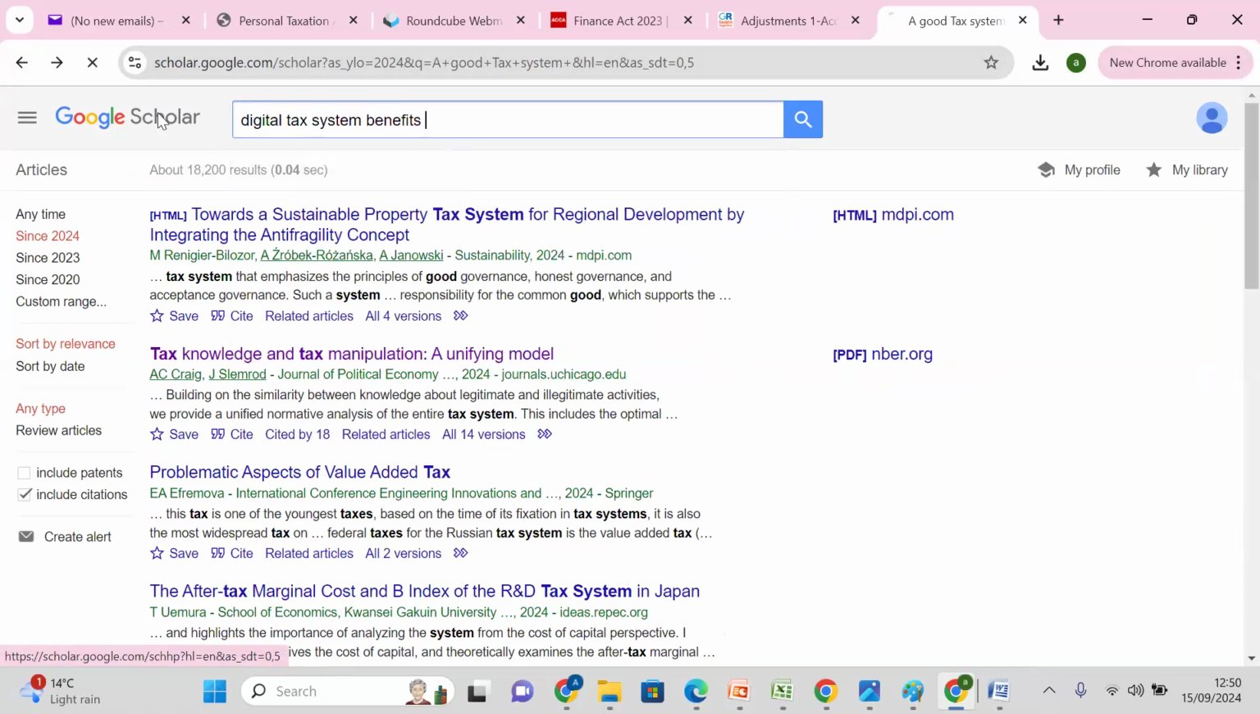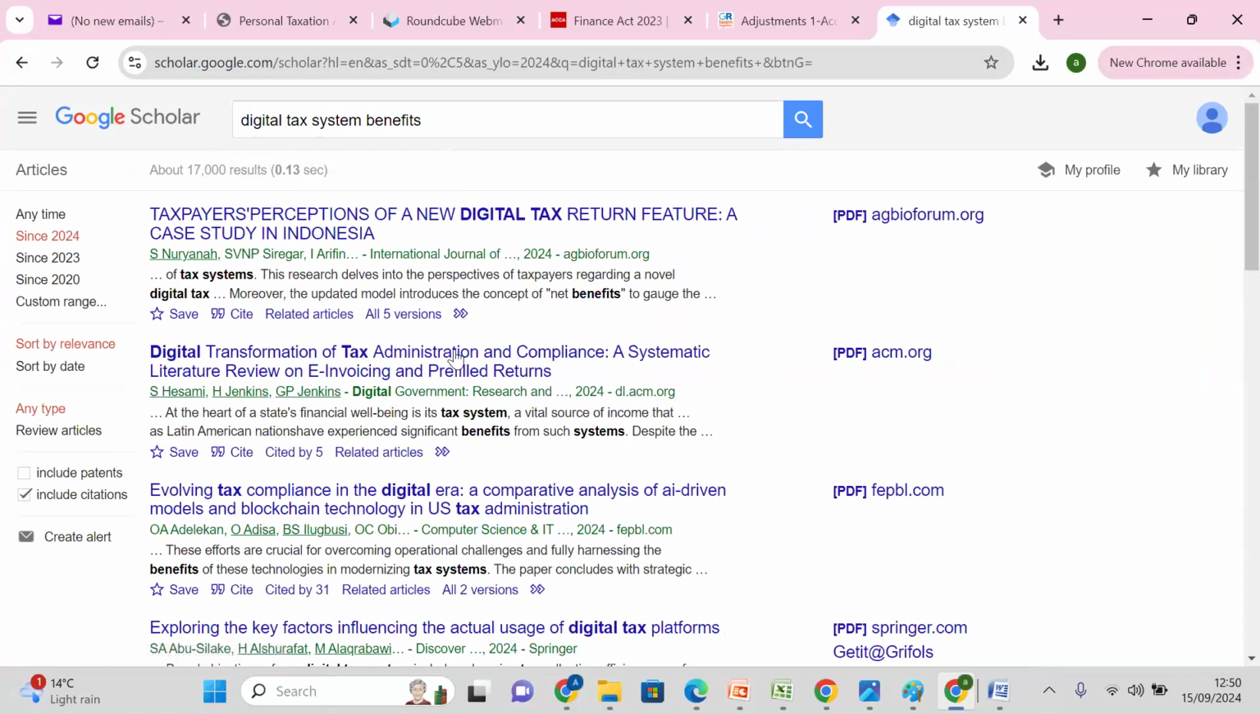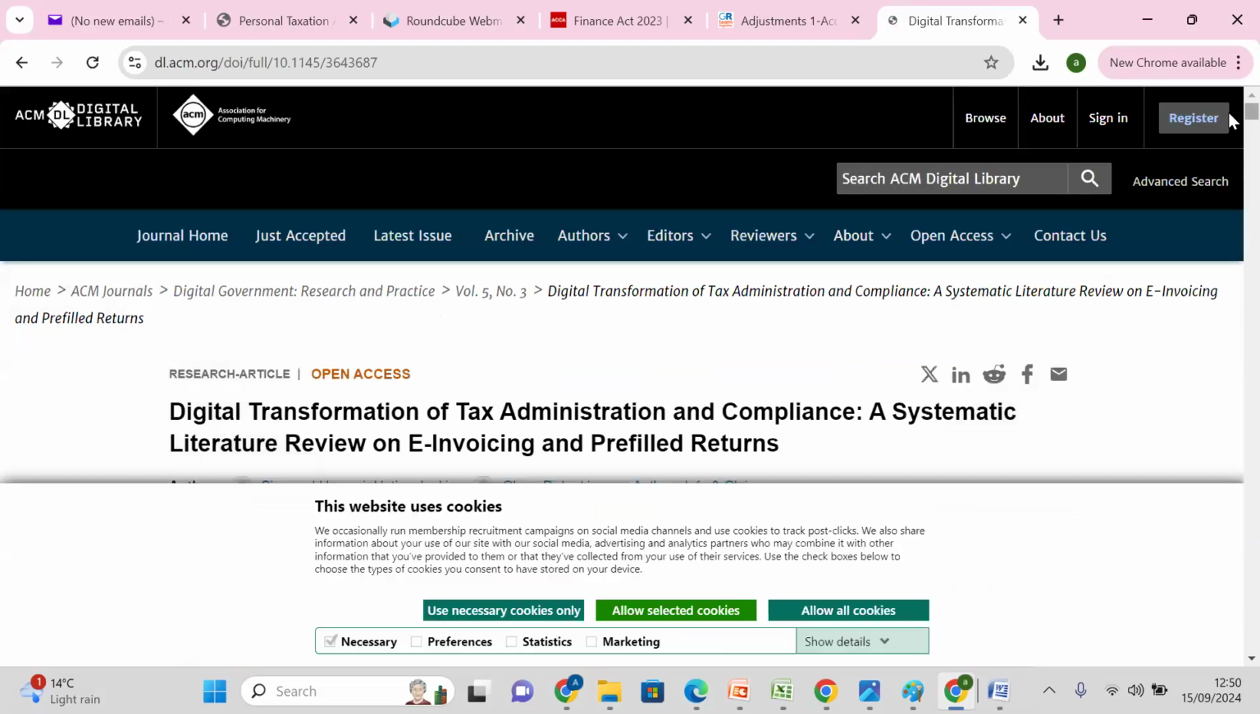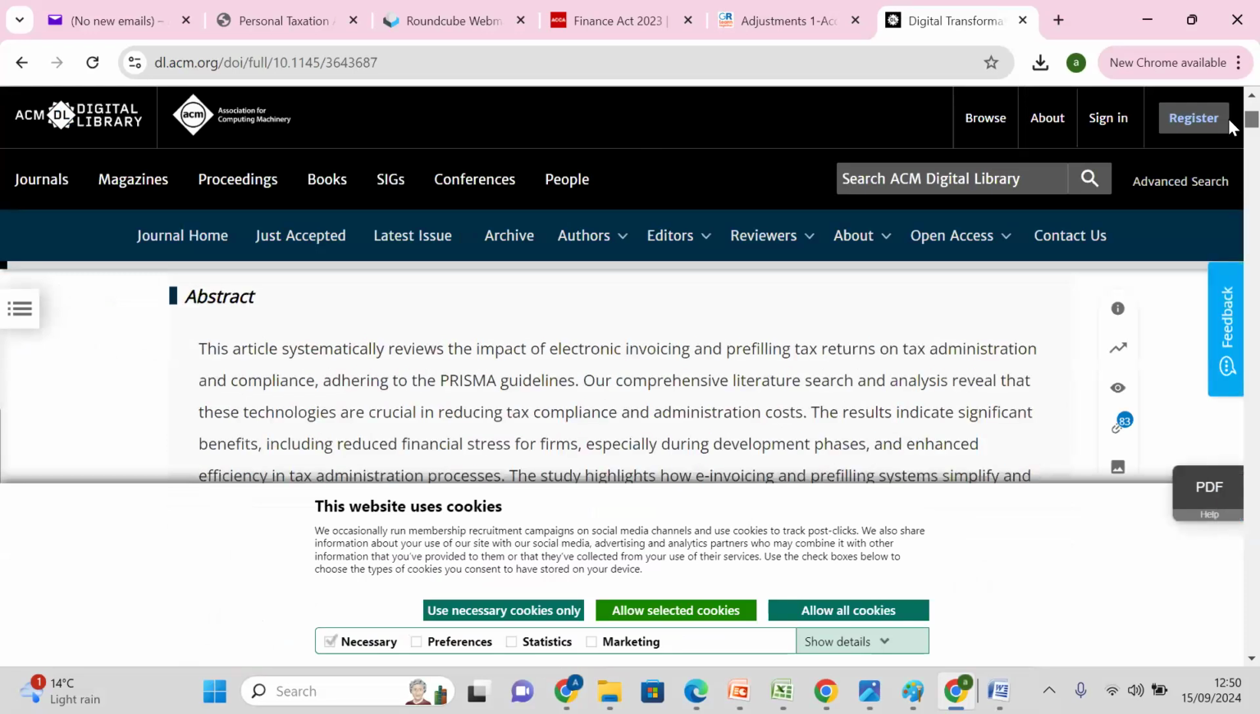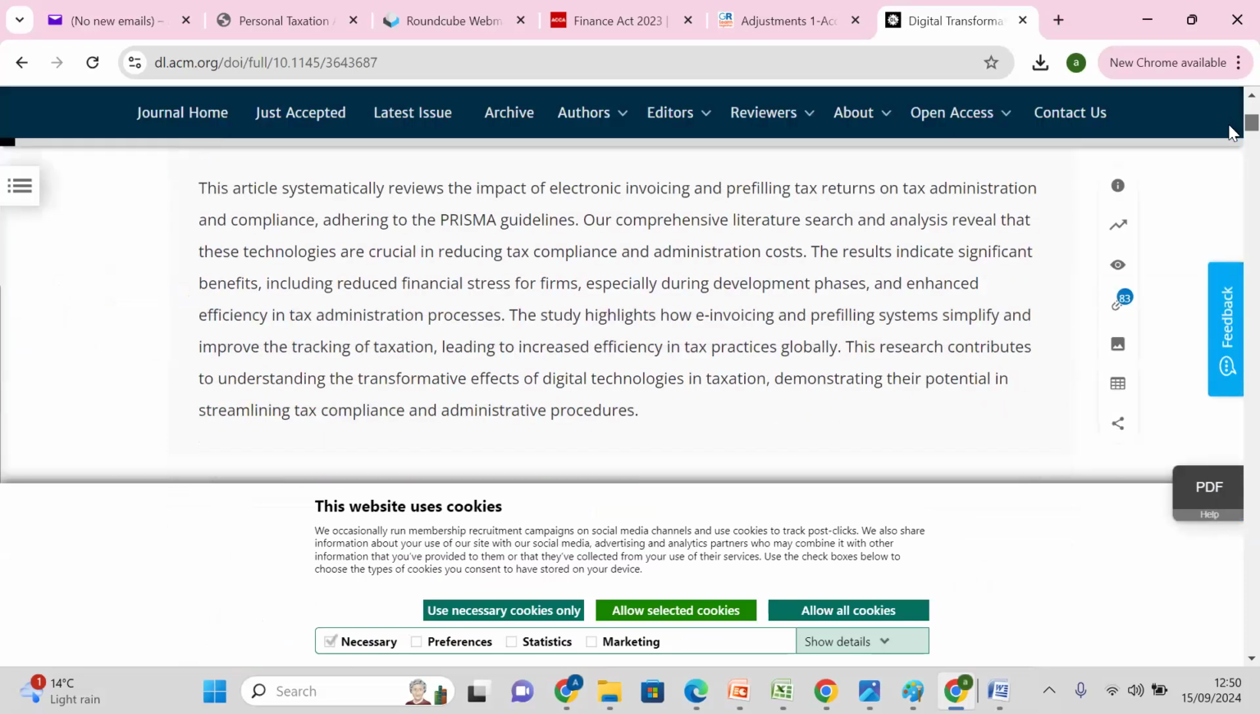Benefits, yes. So you can... This is all the literature. We are all going to be digital. So your discussion leads to HMRC. So this article is discussing a good tax system.